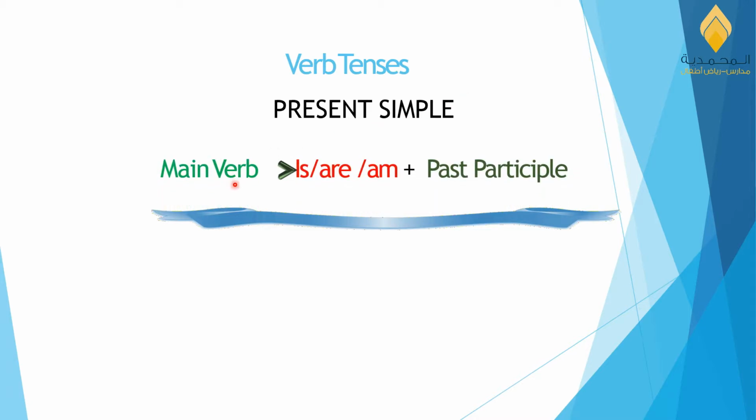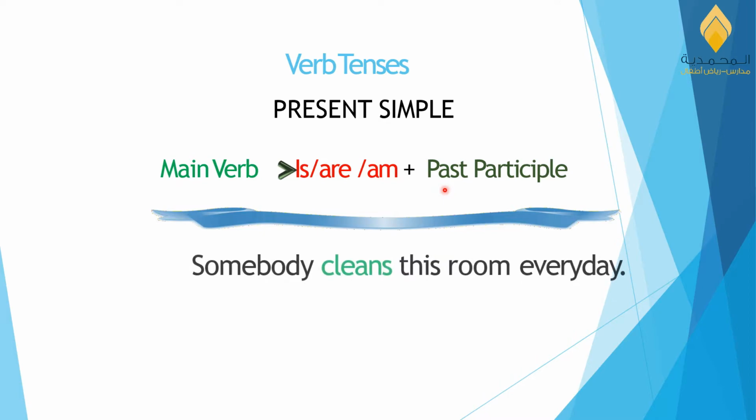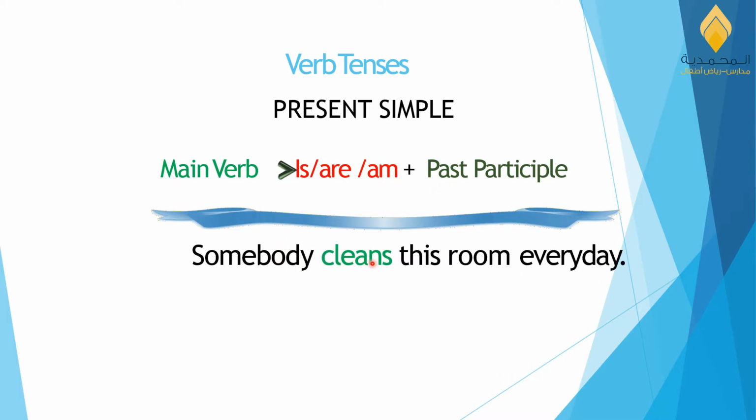So, we have the main verb. What are we going to do with the main verb? We're going to put is, are, or am plus the past participle. Let's look at an example. Somebody cleans this room every day.